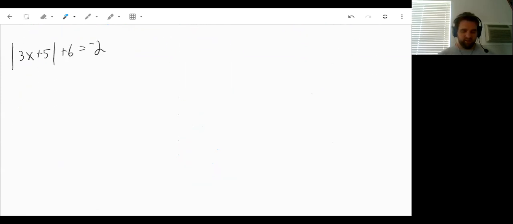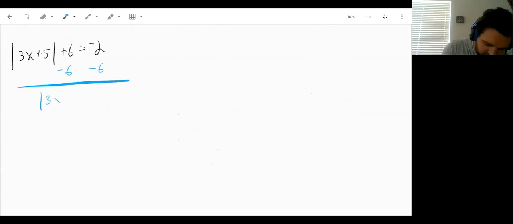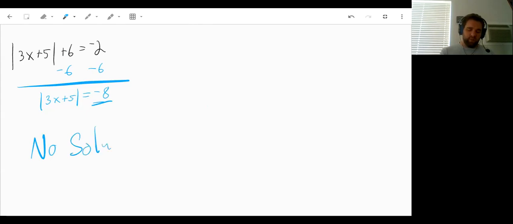The absolute value of 3x plus 5, plus 6, is then equal to -2. Well, if we subtract that 6 first from both sides, we get an absolute value of 3x plus 5, and that's going to equal negative 8. Well, here's the trick. Can the absolute value of something ever be a negative number once you evaluate it? No, it can't. It always turns stuff positive. So no matter what was on the inside of that absolute value, it couldn't come out to be a negative answer. So this one actually has no solution.